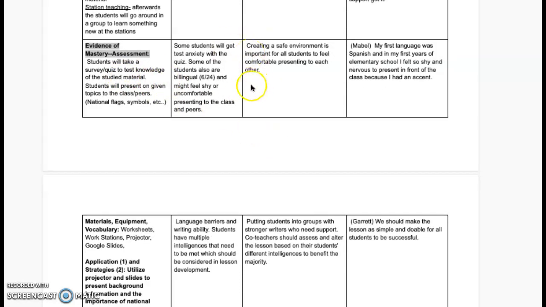And then for the test anxiety, we won't make it a long test, just a simple quiz, to see if they grasp the information. No trying to trick them. I know some teachers with their tests, the questions are so tricky. So we'll make sure the survey/quiz is not a big deal. We're gonna call it a quiz, not a test.